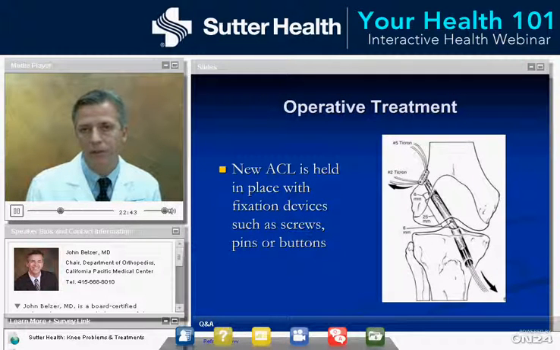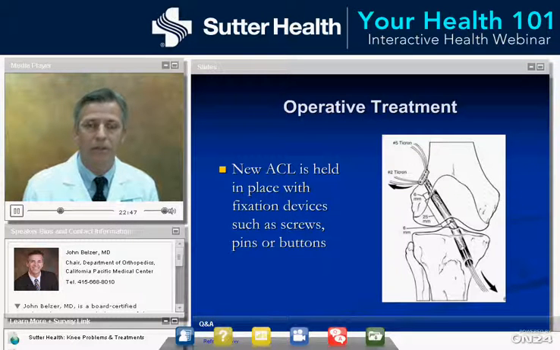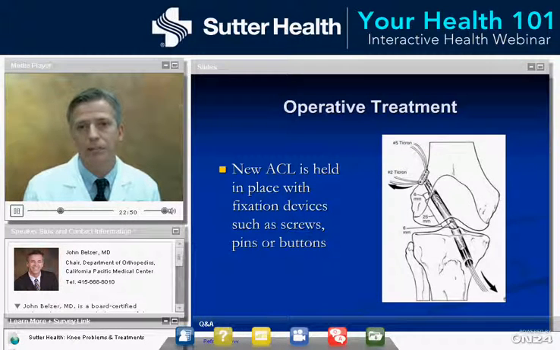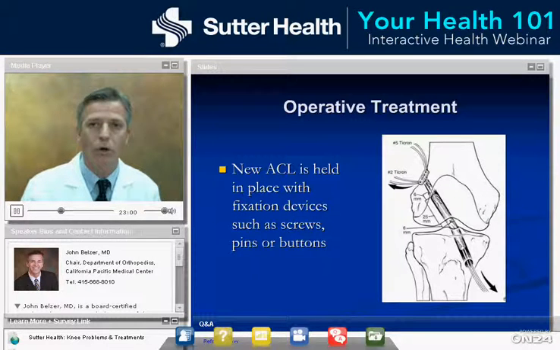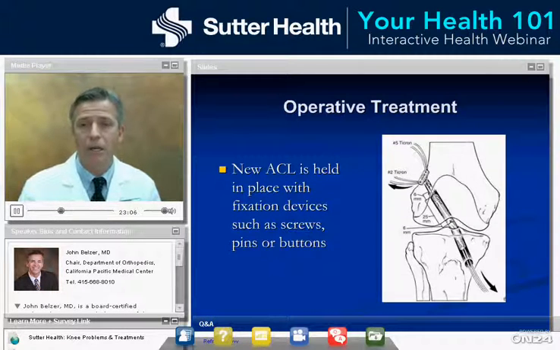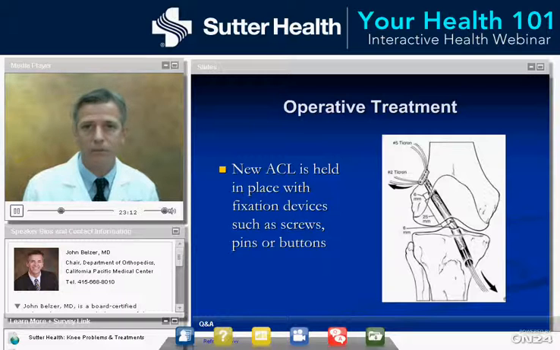You can see on this photograph or diagram here, looking from the front of the knee, I've elected to show an image that shows a button used on the femur side that is then looped around the graft. And similarly, on the tibial side, we'll then use a screw or a button to fix the graft on the lower end. Fixing the graft in both places allows that graft to then heal into those tunnels and ultimately become biologically incorporated or healed into the knee and function as a new ACL.